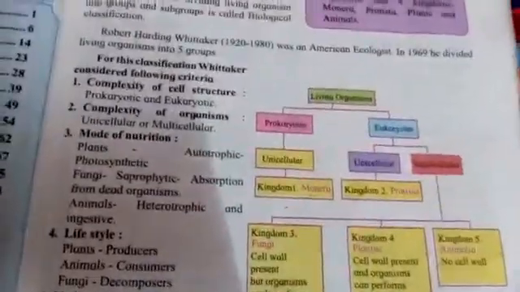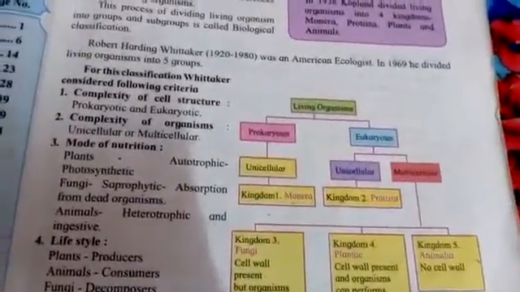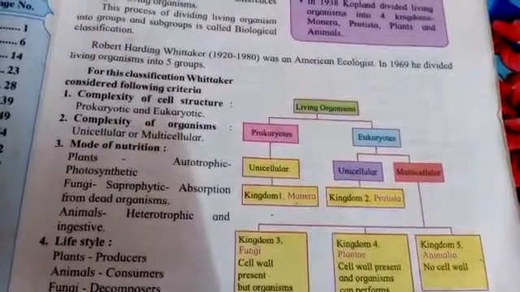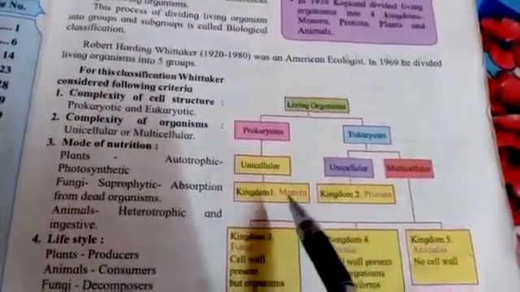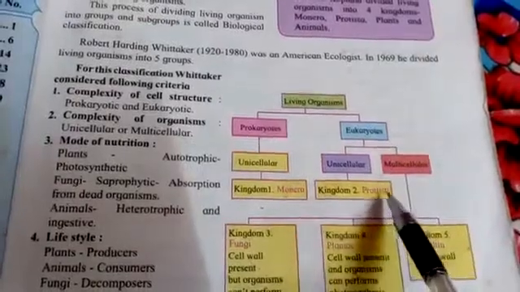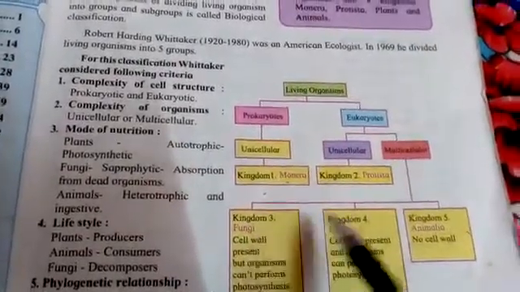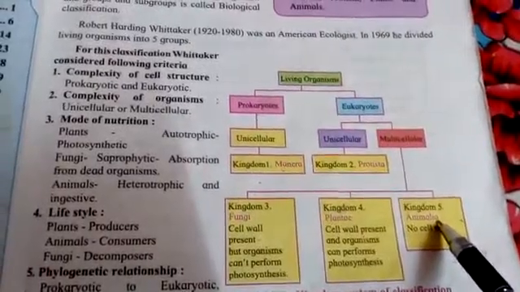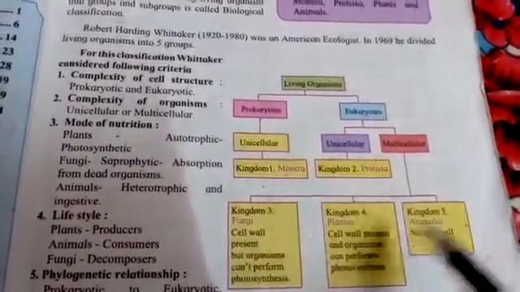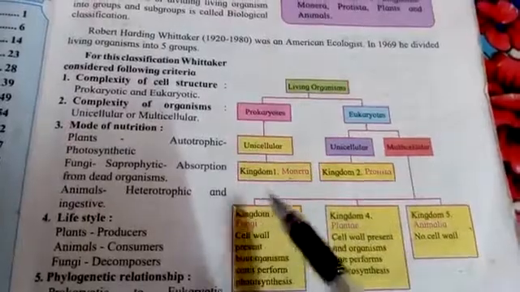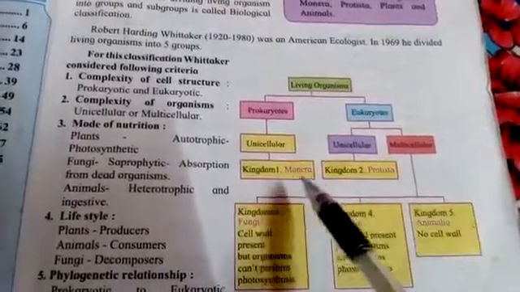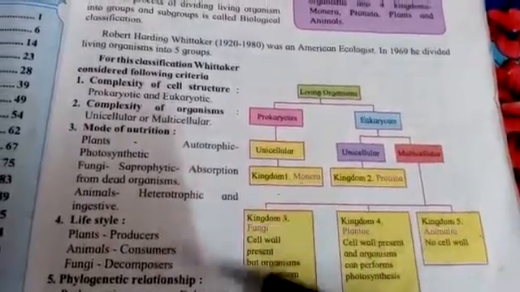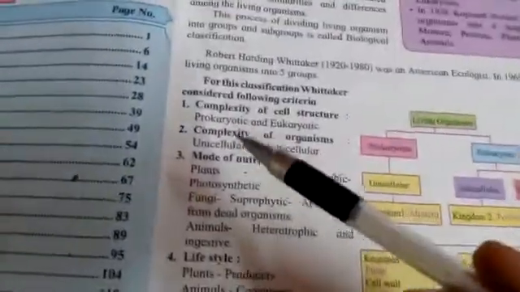See students, Robert Whittaker divided the living organisms into 5 groups, and those 5 groups were kingdom Monera, then Protista, then fungi, plantae and animalia. And there were certain criteria on which he divided these living organisms and included them into these 5 kingdoms. So which was that criteria?